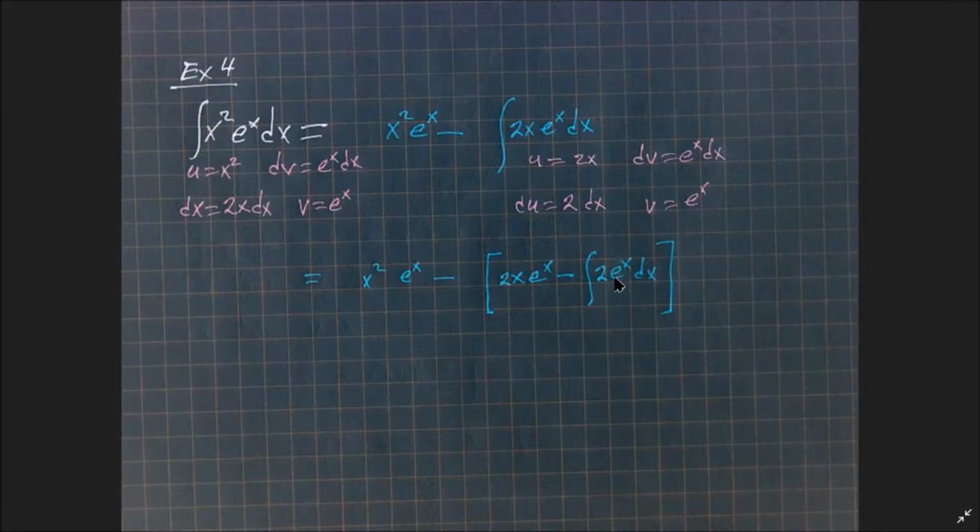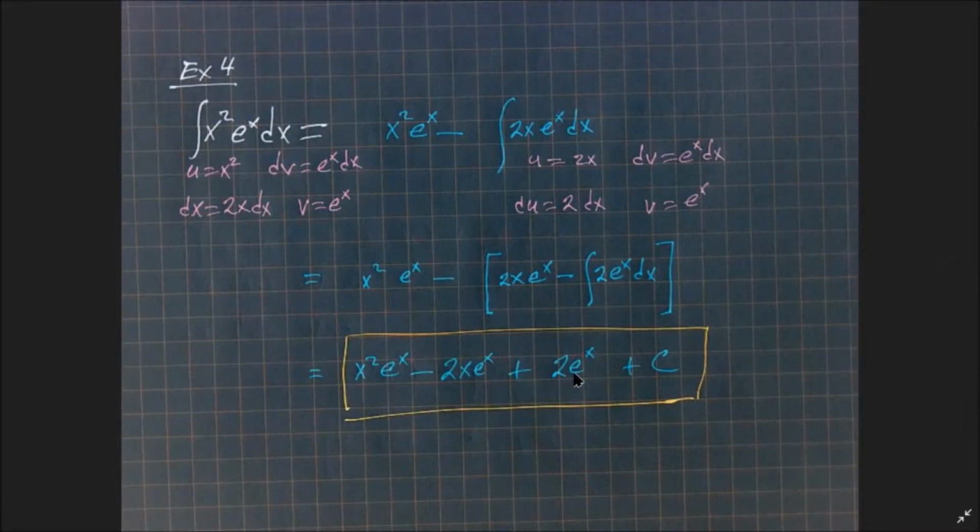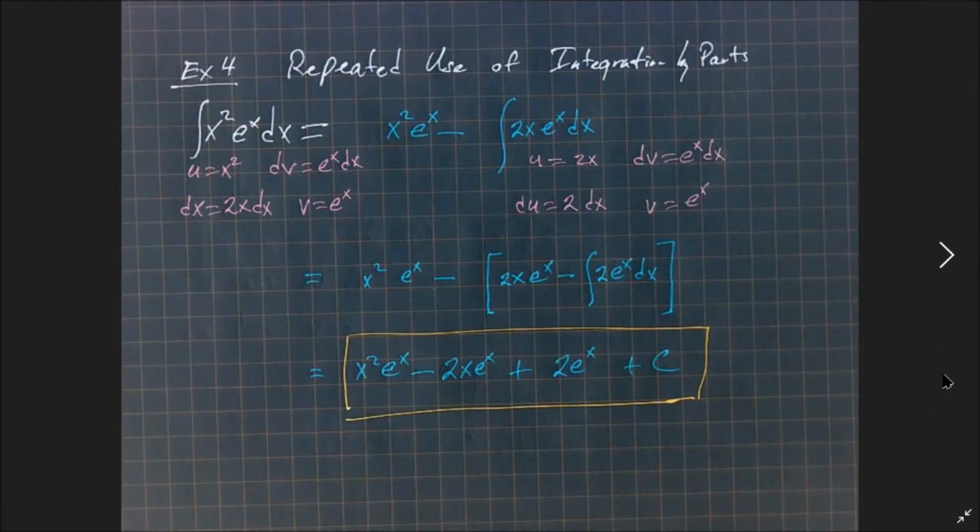Of course, we are left now with just 2 times e to the x dx, which we can integrate pretty quickly and go ahead and simplify. And that's when I actually go ahead and get rid of the parentheses. So minus 2x e to the x, and minus a negative makes it plus 2 e to the x. So the title is repeated use of integration by parts. And you notice it took 2 times to get this solved. If this would have been x to the 3, it would have taken 3 times using integration by parts, or x to the 4 would take 4 times, and so on and so forth.